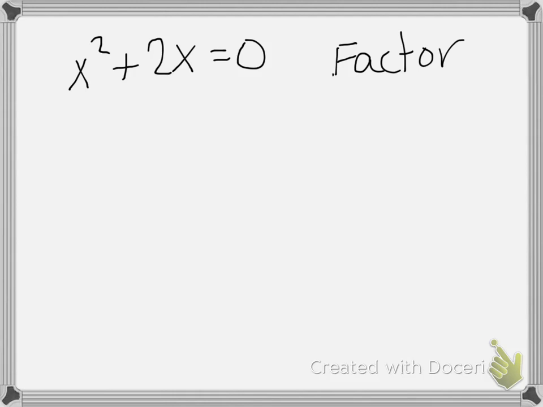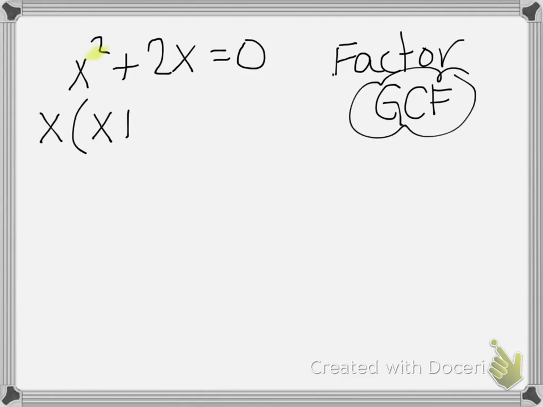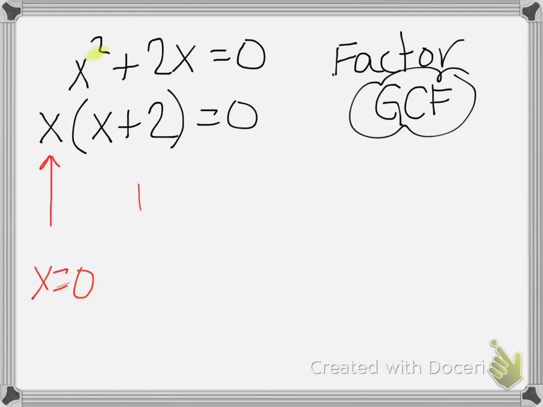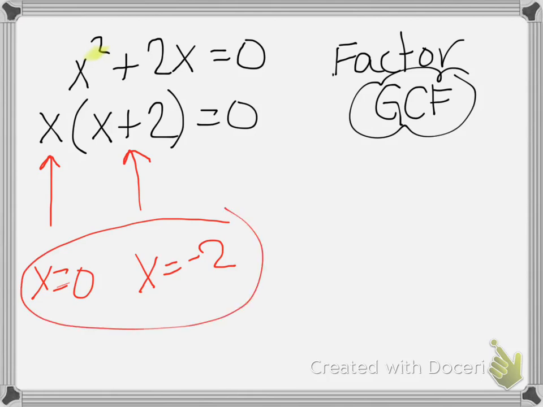You're going to have to factor. The way you know that is right there. Okay, so that's an indicator. So I'm going to pull out, of course, saying over and over and over, GCF. So I can pull out an x, and I get x times x plus 2 equals 0. Okay, what's going to make this 0? Well, 0, right? What's going to make this 0? Negative 2. Done.